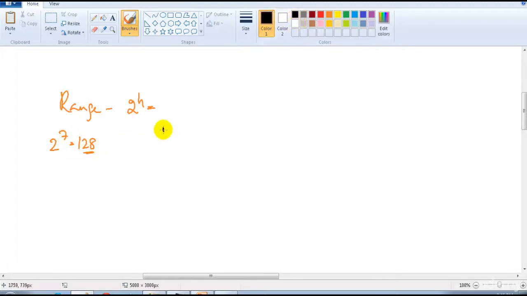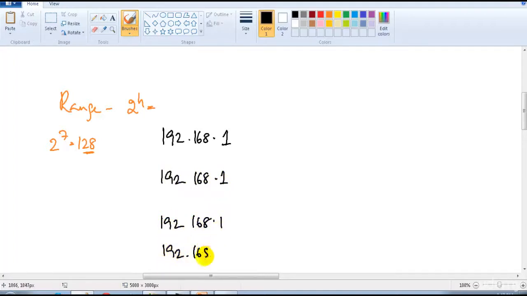So in the C class, the first 3 portions remain the same: 192.168.1. So the first 3 portions remain the same. I'm not going to disturb anything in the first 3 portions. Only the last portion varies depending upon the size of the network.